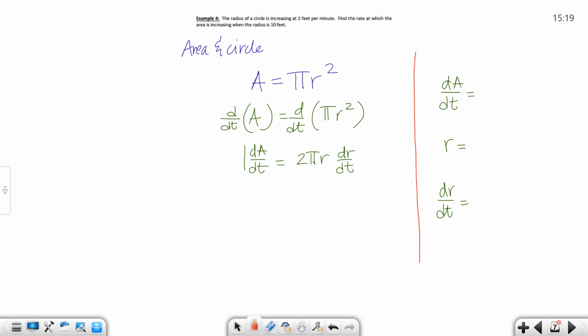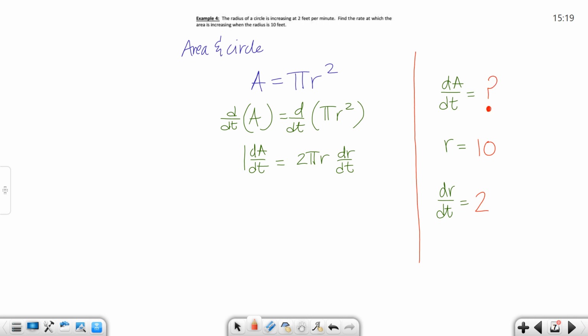Okay, so when I look back at the problem, it says the radius is increasing at 2 feet per minute. Find the rate at which the area is increasing when the radius is 10. Well, what I see for that is radius is 10. It says the radius is increasing, that's a rate. It's increasing at a rate of 2 feet per minute. And it says find the rate when the area is increasing. Find the rate of the area. That's what we do not know.